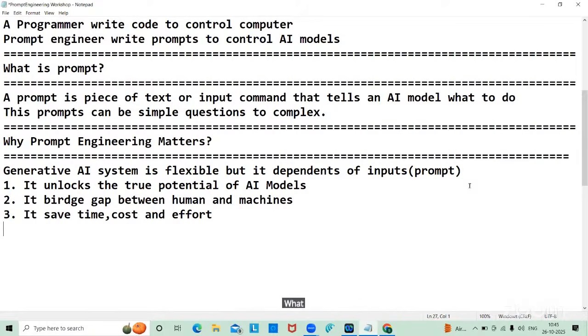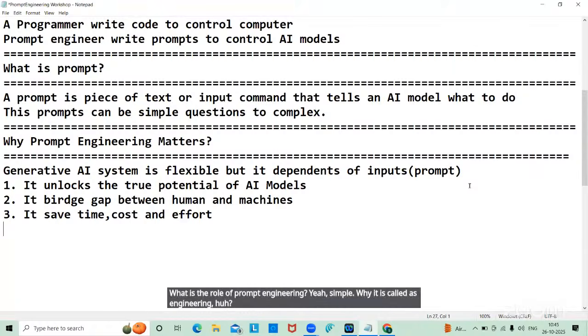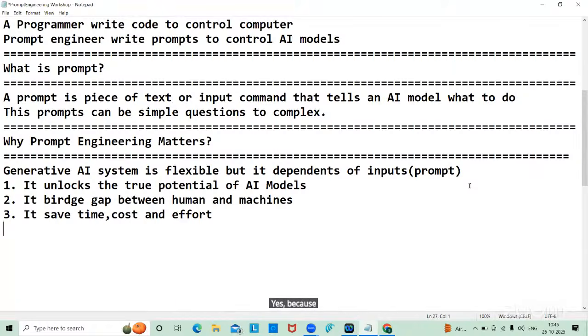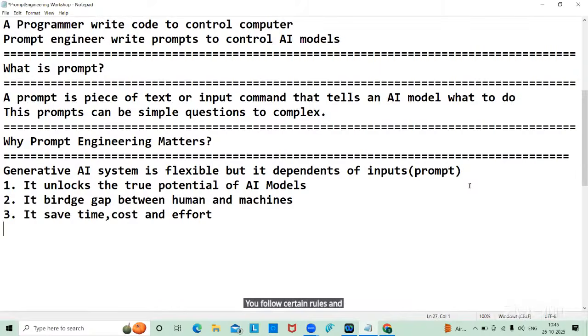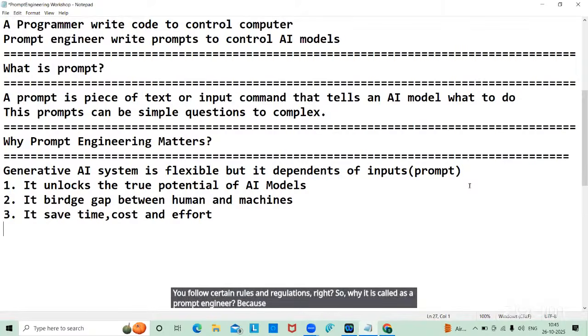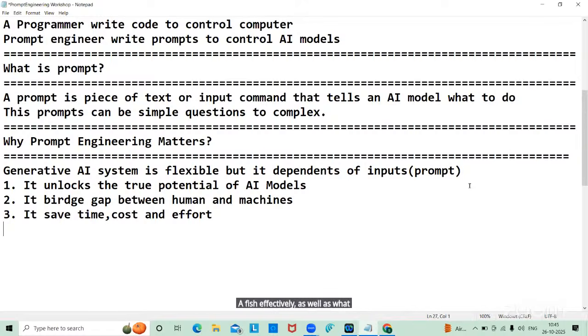What is the role of prompt engineering? Simple. Why is it called engineering? Because whenever you are talking about engineering, you follow certain rules and regulations, right? So why is it called a prompt engineer? Because he constructs the prompts effectively as well as efficiently, right? Because of that he is called an engineer, right?